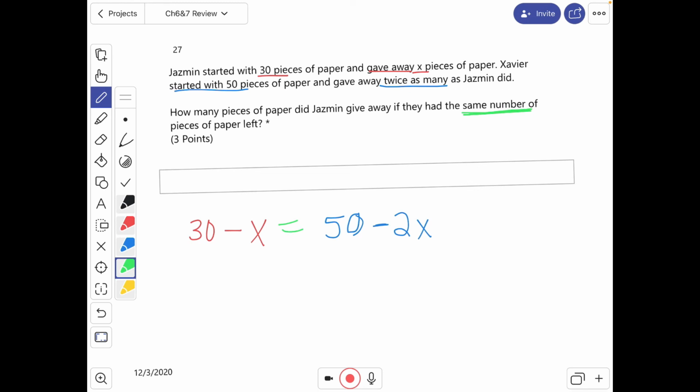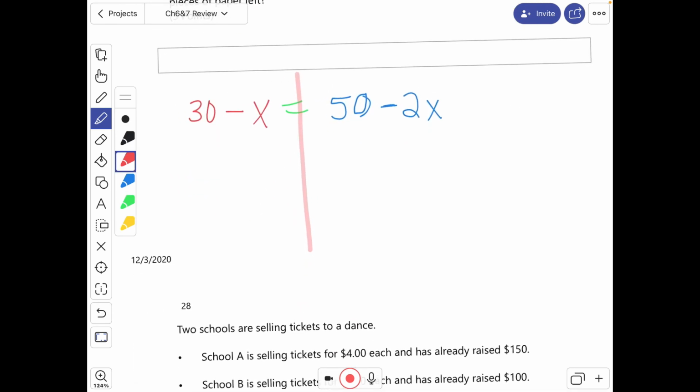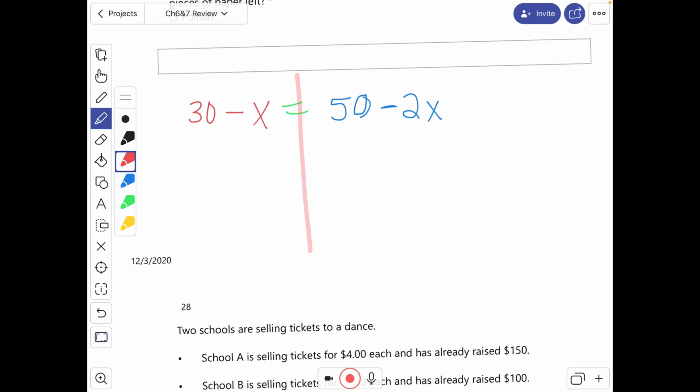And at the end, we want them to have the same, so that means these two things have to be equal. Now we're going to have to solve. Remember, whatever we do to the left side, we have to do to the right side. And we want to put our variables together first.